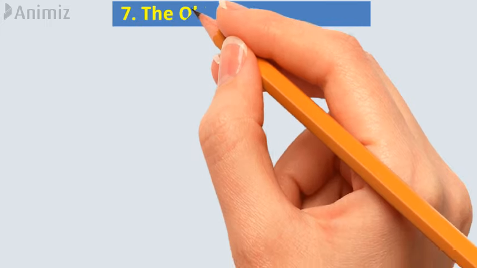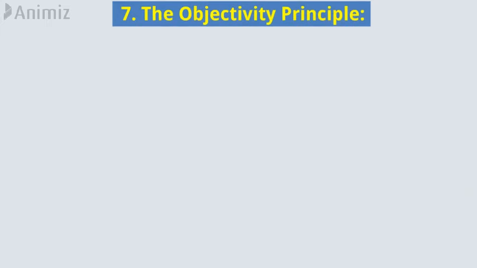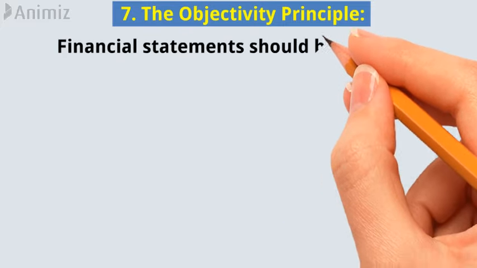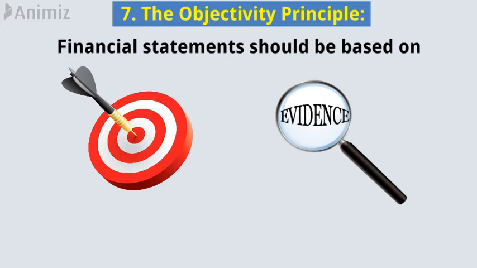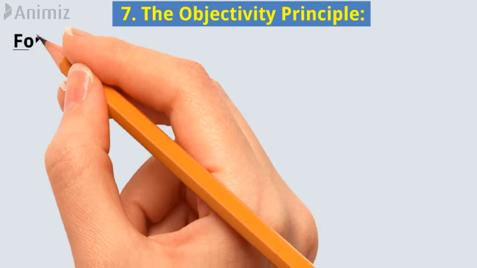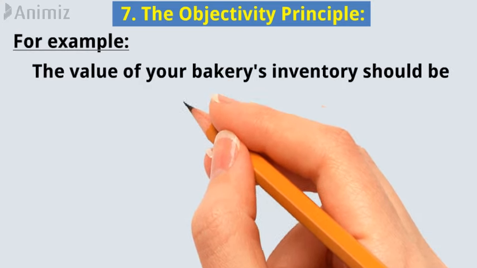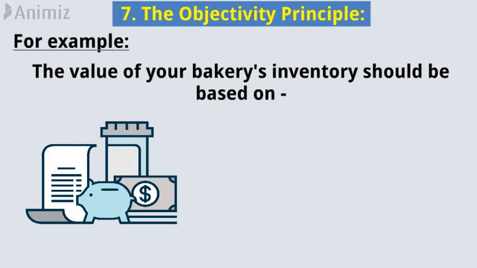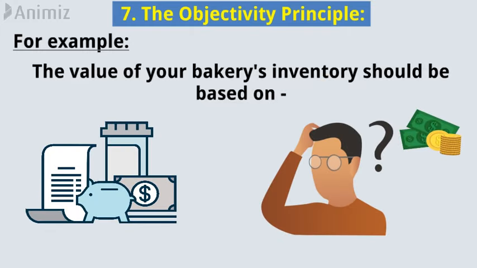7. The Objectivity Principle. Financial statements should be based on objective, verifiable evidence rather than personal opinions or biases. For example, the value of your bakery's inventory should be based on its actual cost rather than what you think it might be worth.